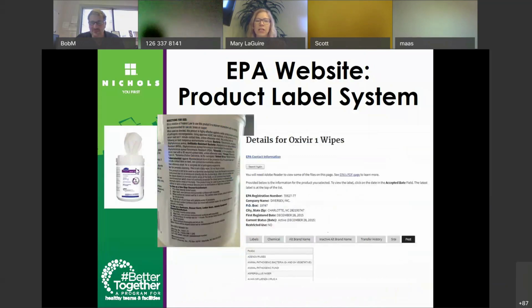The example I have here is the Oxivir wipes by Diversey. On the back of the wipes is the EPA registered number. Every disinfectant is required to have that. So you will go to that product label system on the EPA website, type in the number, and then the last tab here that says pests, it'll just list them out. So again, it doesn't per se give you all the information, the directions. So sometimes you're going to multiple places to find what you need. But with all your resources, your Nichols rep, your manufacturer rep, you'll be able to find what you're looking for.